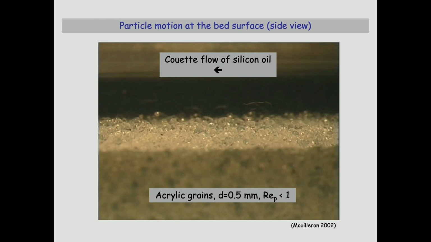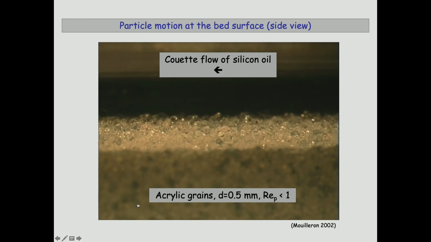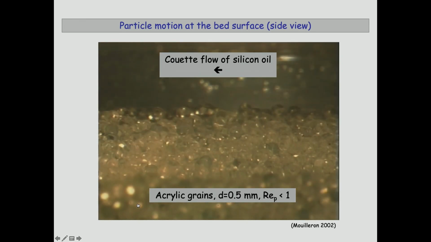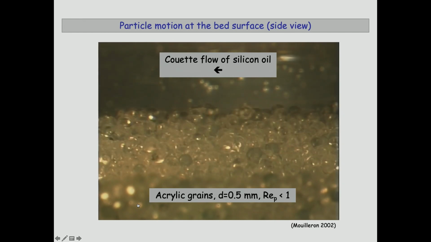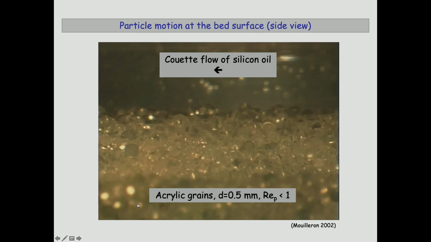So how do we determine the coefficients? To do that, we have done experiments under viscous flow, in a quiet flow of silicon oil. So the flow is from right to left, and you see here the particles moving on the bed. And you see that this is nearly a monolayer of particles which are doing some small jumps or rolling on each other, with some well-defined mean velocity. This is for acrylic grains with this diameter, and here the particle Reynolds number is smaller than 1.